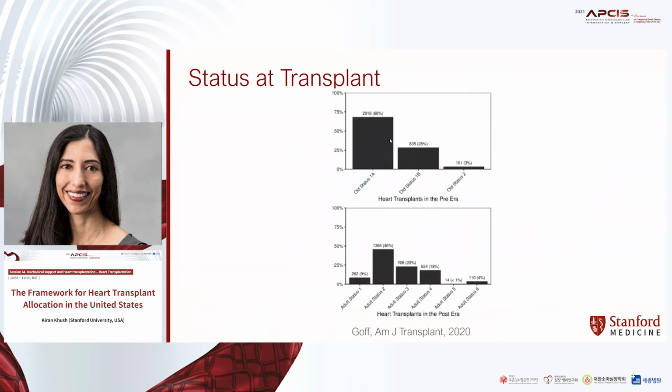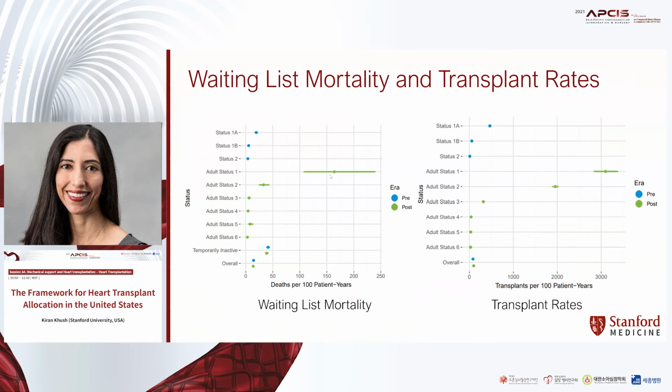So as I mentioned previously, almost 70% of patients used to be listed as a status 1A. Now we have more even distribution across these statuses, which is likely more equitable. We also know that we are prioritizing the sickest patients. So status 1 patients indeed have the highest waitlist mortality. They're the most ill. Status 2s have the second highest waitlist mortality, and so on.